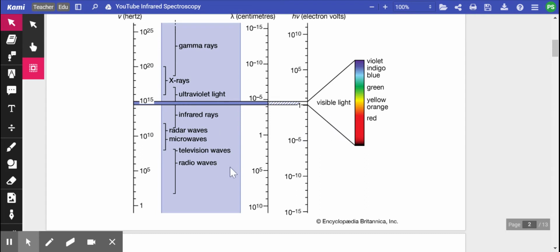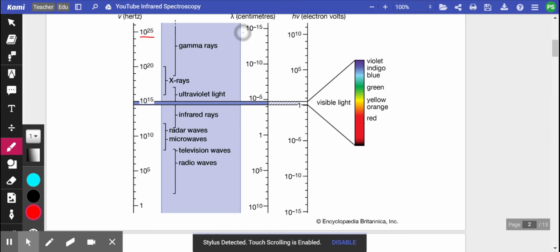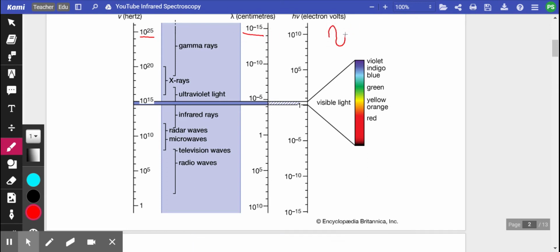Here we see the full spectrum. Gamma rays have the highest energy with a high frequency and a small or short wavelength. Radio waves have the lowest frequency or energy and a long wavelength. We are interested in today's lesson in infrared rays, which have a slightly lower energy than the visible light spectrum.